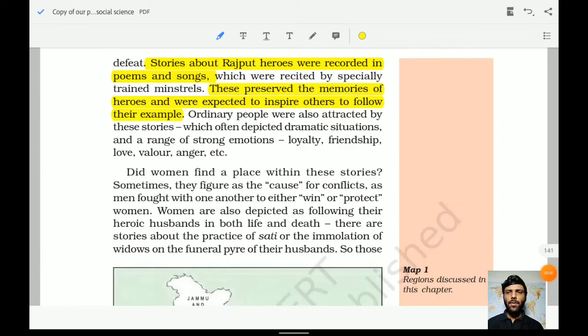The stories about Rajput heroes were recorded in poems and songs. We have already seen in the previous chapters how Chandrabardai wrote the Prithviraj Raso about Prithviraj III. These preserved the memories of the heroes and were expected to inspire others with their example. It used to show strong emotions: loyalty, friendship, love, valor, and anger. All these things were there.